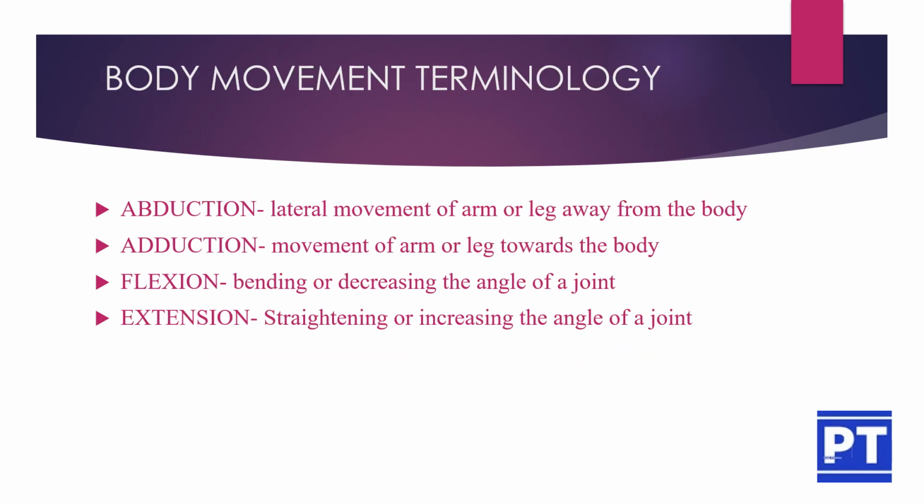Body movement terminology. Abduction, lateral movement of arm or leg away from the body. Adduction, movement of arm or leg towards the body. Flexion, bending or decreasing the angle of the joint. Extension, straightening or increasing the angle of the joint.